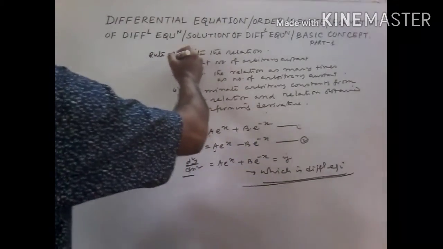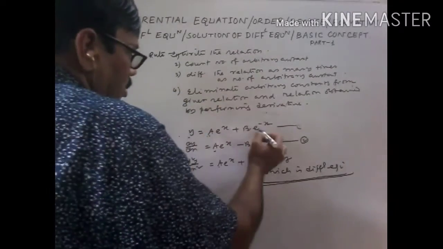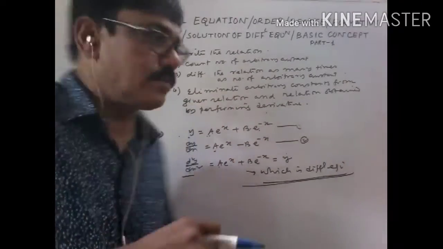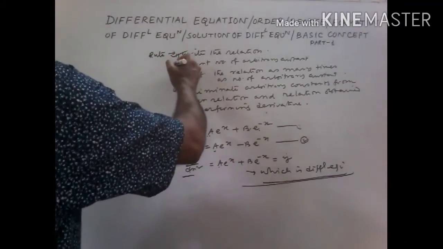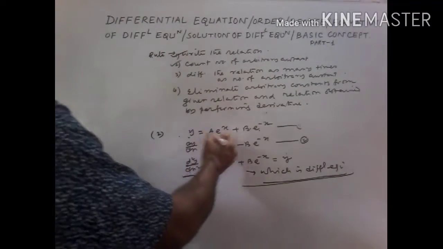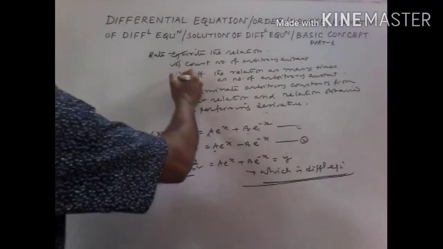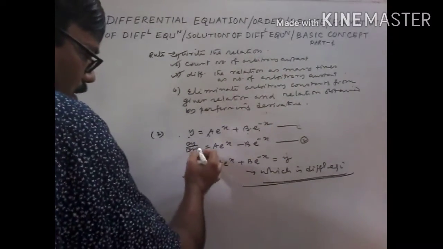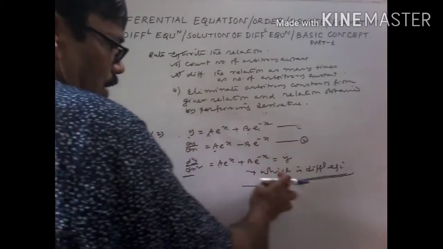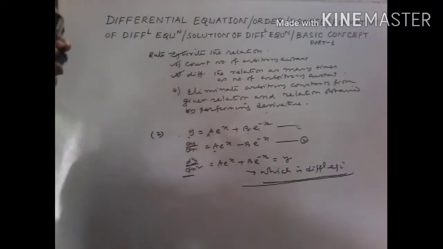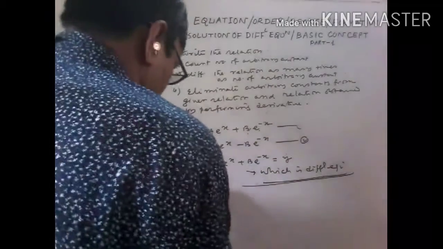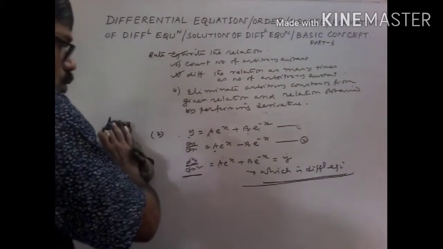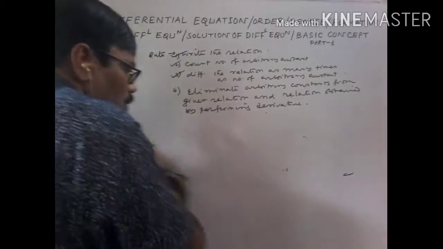For example, listen again. Write the relation. Count the number of arbitrary constants. The number of arbitrary constants is 2. Differentiate the relation as many times as that number, 2 times. Here a and b are automatically eliminated. So we are getting a second order differential equation, d square y/dx square equals y.